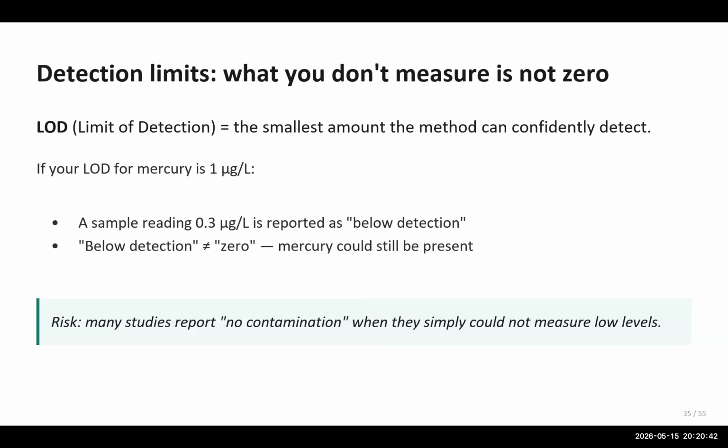For example, if the limit of detection for your method is 1 microgram per liter of mercury, and for a sample in the environment the measurement says 0.3 micrograms per liter, this is reported as below the detection limit, but that doesn't mean zero. Below detection does not mean zero. The mercury is still present, but it is below the detection limit of your method, so you cannot report these results in a confident way. But that doesn't mean that the pollution is not there.